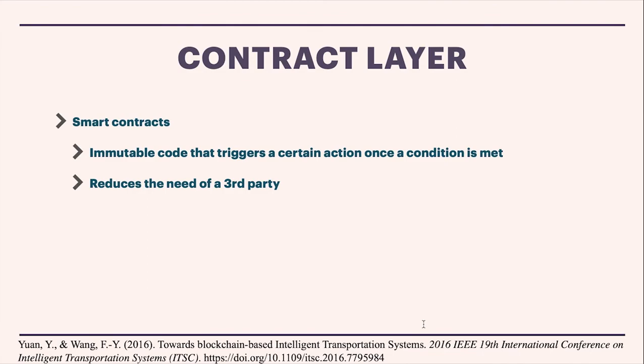Smart contracts are immutable code that runs on top of the blockchain and triggers a certain action once a condition is met. So this gets rid of the third party. You can use the concept of Kickstarter as an example. In Kickstarter, you have a certain goal, and the goal has to be met in order for you to get the funds. But this is all determined by Kickstarter. With a smart contract, you can have a line of code that generally does all of this without the use of a third party.